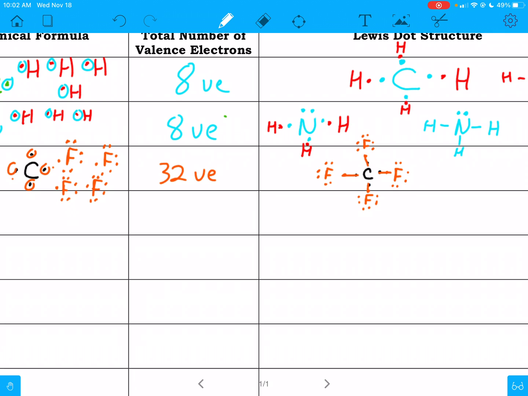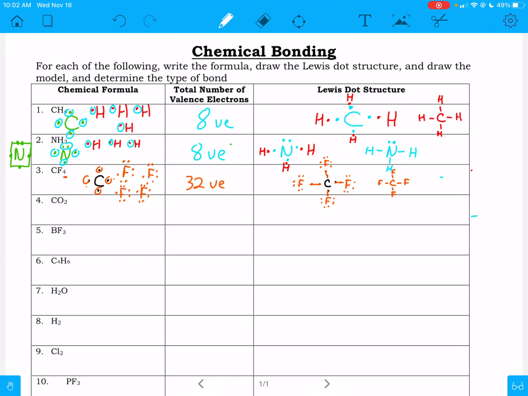So how would we draw that with ball and sticks? Well, pretty easily. Carbon bonded to a fluorine, bonded to a fluorine, bonded to a fluorine, bonded to a fluorine. Okay? All right. You guys catching on this pattern? I hope that you are. It's not super hard. But we're going to have a little zinger that's going to come at us next. And that's going to be this CO2.